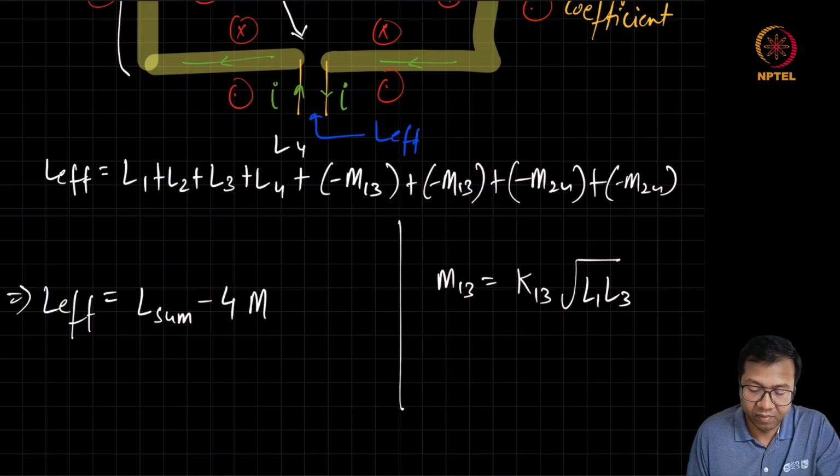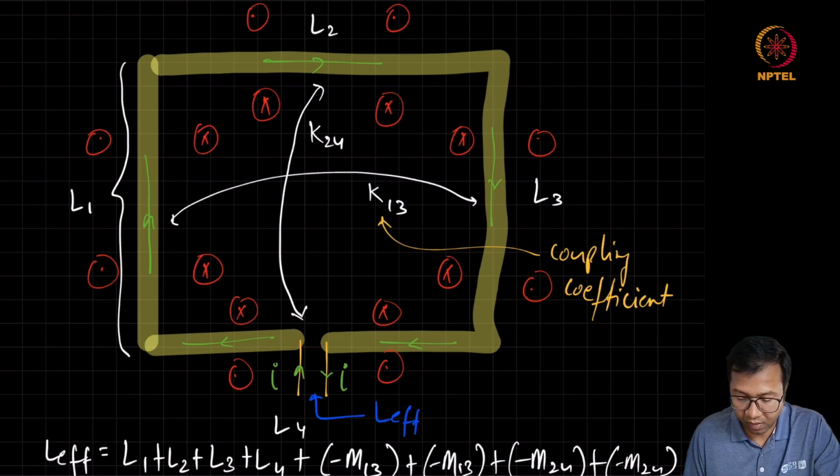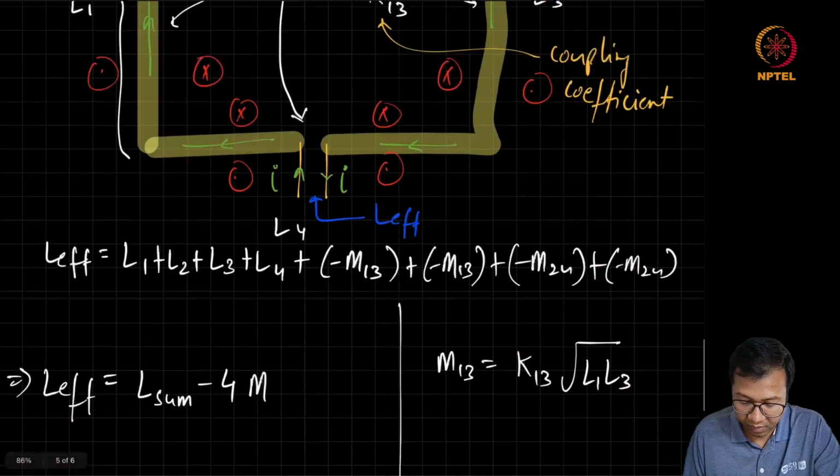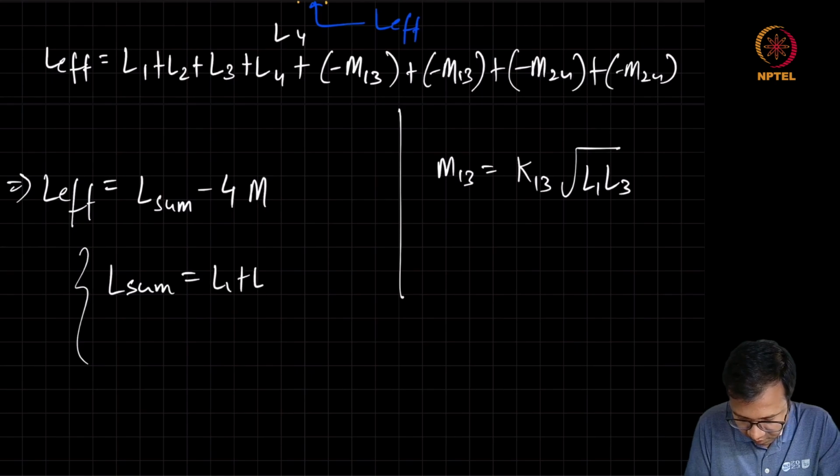But since we have to convert the straight wire into this square kind of form, mainly for practical reasons, we see that the effective inductance is coming down because of the mutual coupling. Here, L sum is L1 plus L2 plus L3 plus L4, and M is equal to M13, which is equal to M24.